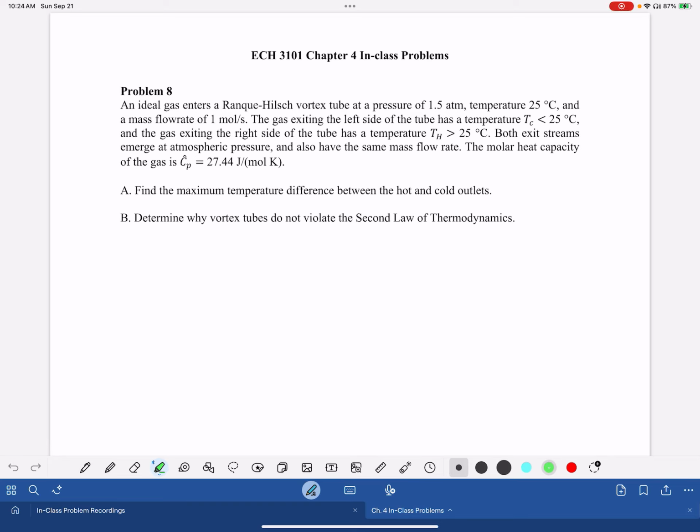In this problem, we will go over the analysis of a vortex tube and evaluate how it's able to separate one stream into a hot and cold stream without violating the second law of thermodynamics. And so we're dealing with an ideal gas that's going to enter a vortex tube with an inlet pressure of 1.5 atm, inlet temperature 25 degrees Celsius, and an inlet mass flow rate of 1 mole per second.